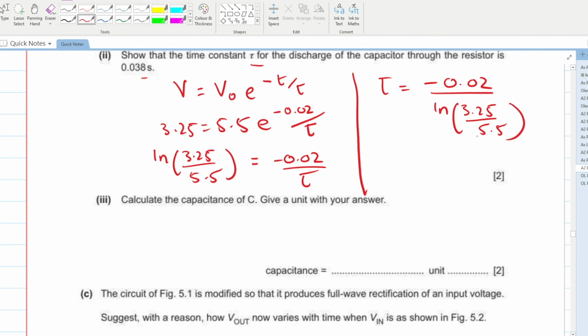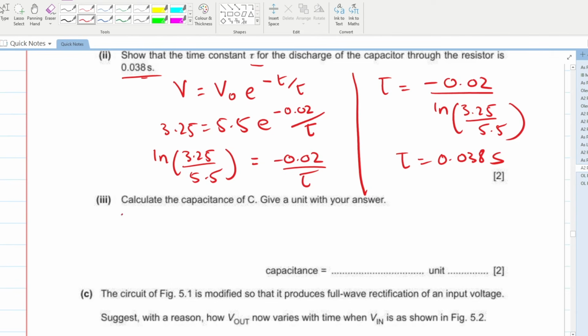What is your answer? Let's calculate that. Minus 0.02 divided by ln, answer will be equal to 3.25 divided by 5.5. The answer comes out to be 0.038. Yes, so the time constant is correct. टाइम कांस्टेंट हमने करेक्ट निकाला है, दैट इज 0.038 सेकेंड्स. यही निकालना था.